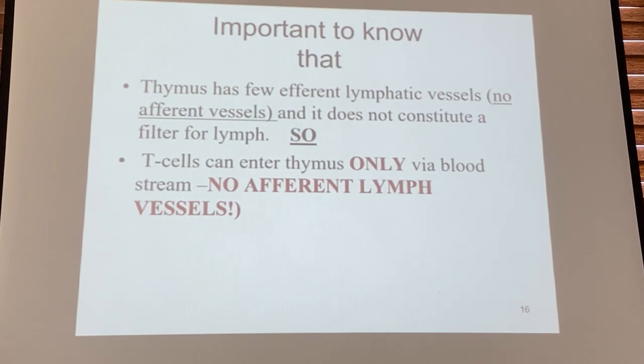It is the site only for maturation of lymphocytes to become T lymphocytes. So T cells can enter the thymus only via the bloodstream. And no efferent lymphatic, so no efferent, to keep it in your mind. I wrote it in bold, in a different color.